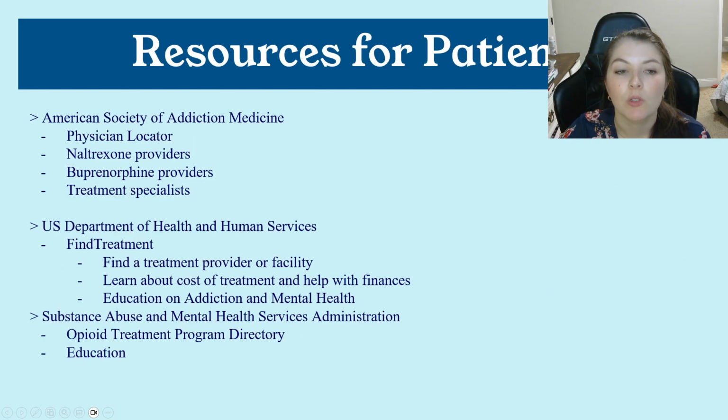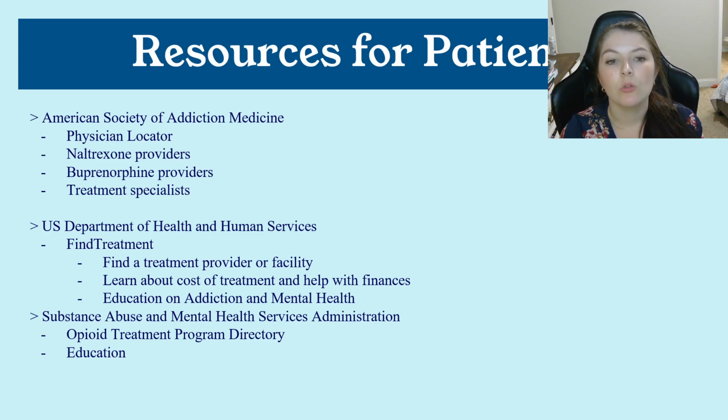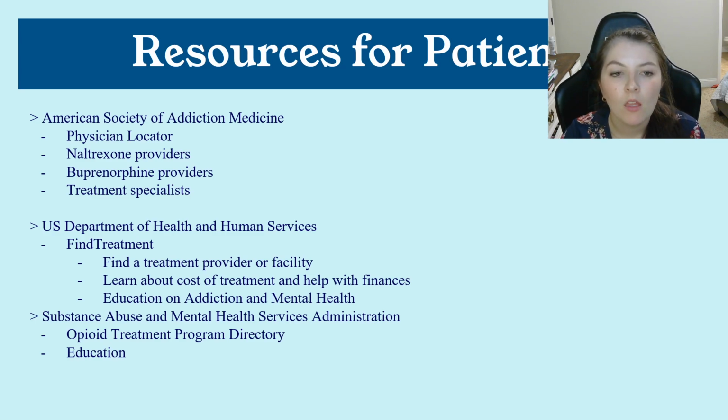And then resources for patients. When a patient is seeking help for substance abuse, there are other vital resources that they can go to. The American Society of Addiction Medicine offers a physician locator service. So a patient can go to this website, click on their physician locator service, and connect to an individual that may specialize in addiction medicine. Including those who provide treatments like naltrexone and buprenorphine. These are drugs that help with battling addiction.